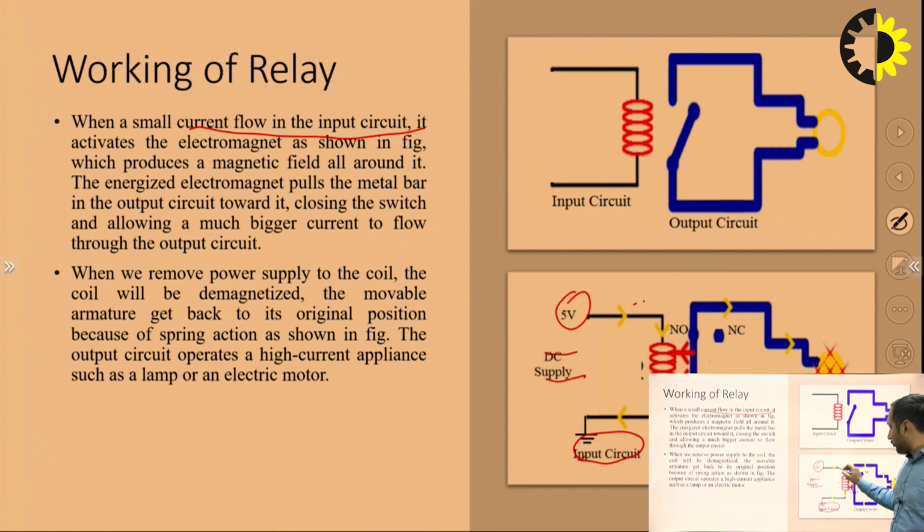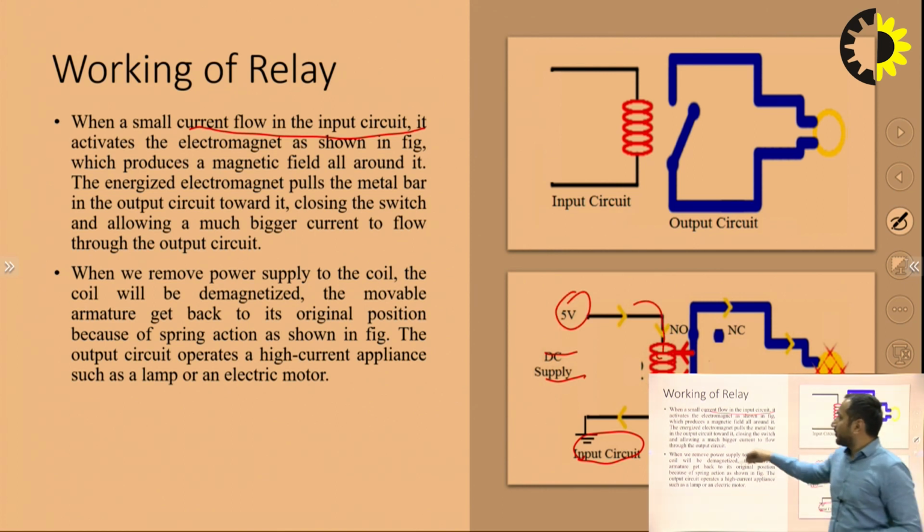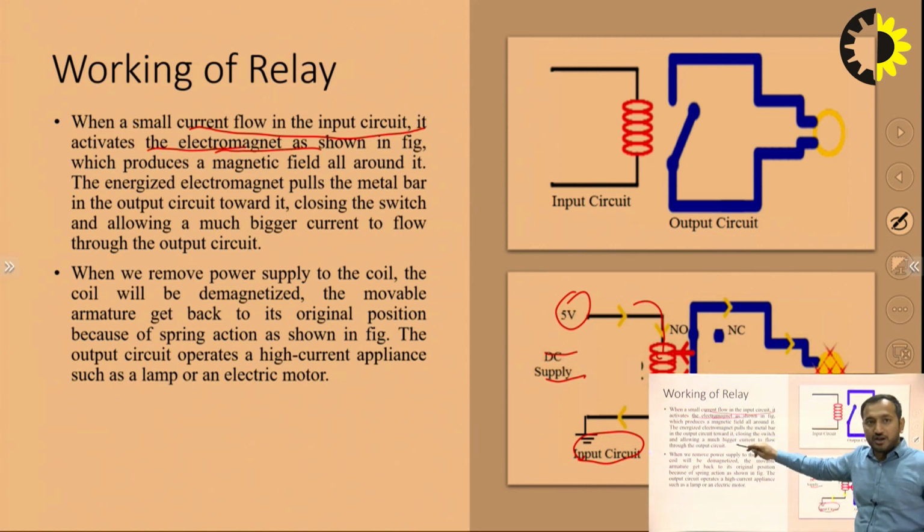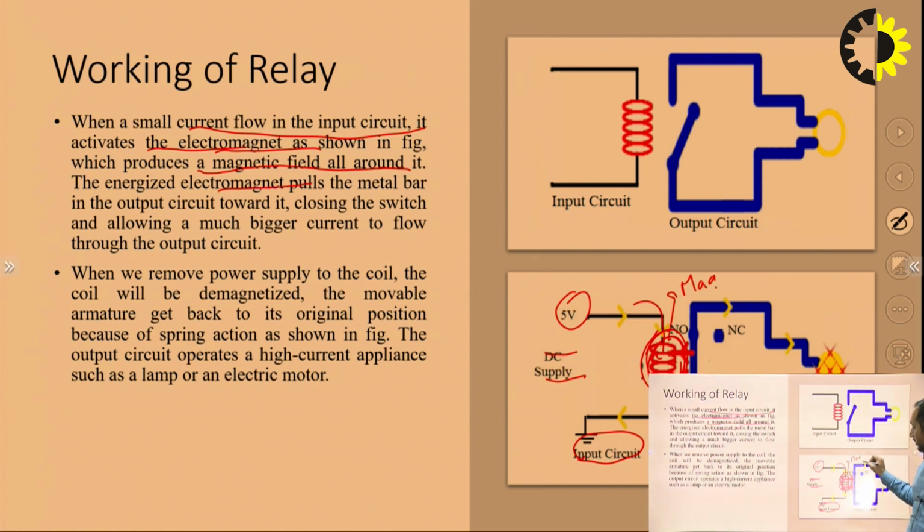Now as current flows through this, it activates the electromagnet. This is an electromagnet. It activates it and produces a magnetic field all around it. So as we switch on the current, a magnetic field is produced all around it here. This energized electromagnet, now this becomes an electromagnet, and this energized electromagnet pulls the metal bar in the output circuit towards it.